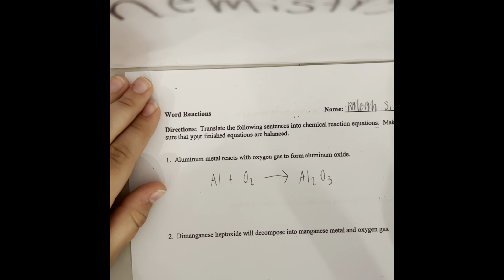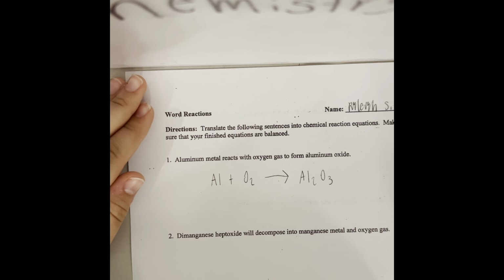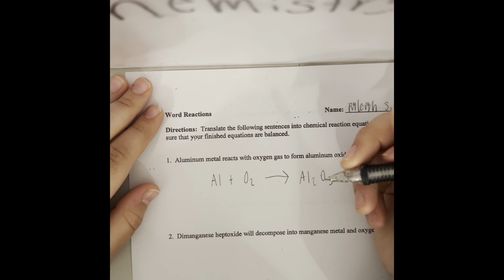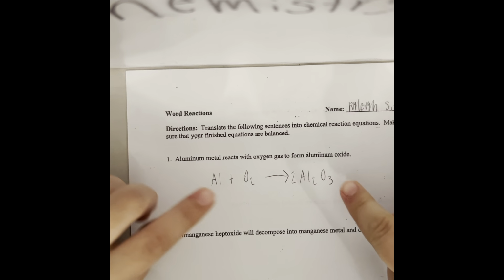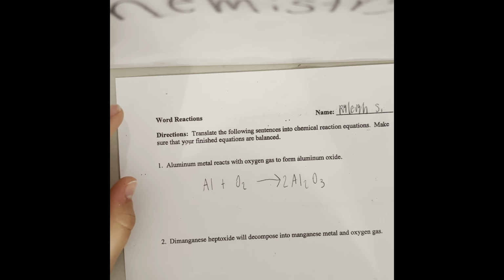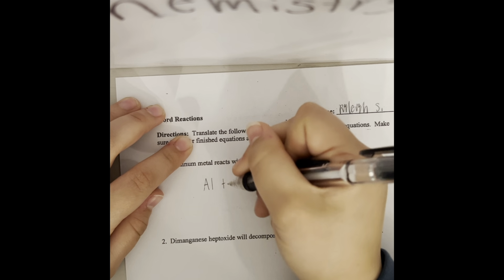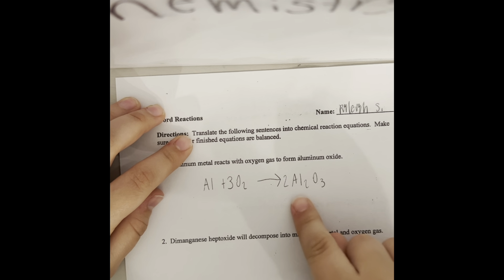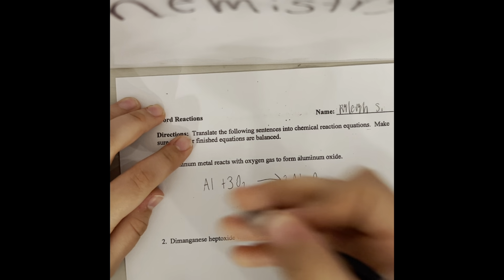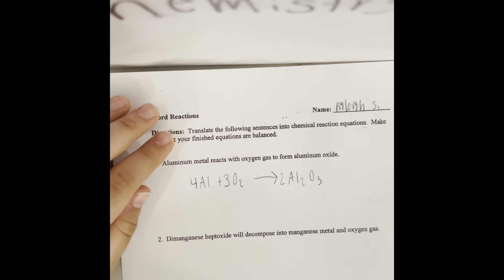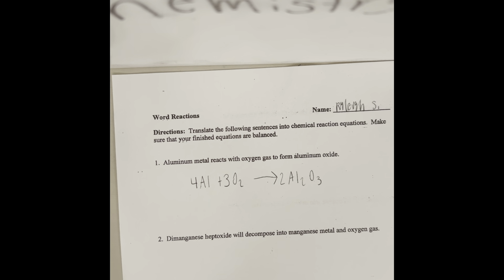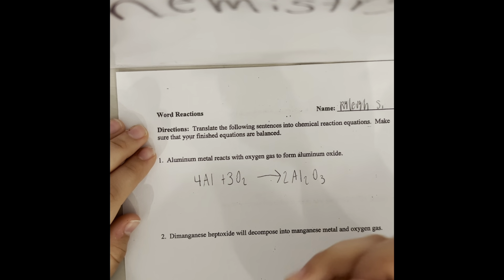So you get that. And then we have to balance, because you can't just leave it like this, because clearly this is not balanced. Okay, so first I need to put a 2 here, because when you see a 3 and a 2, often it's going to have to be 6 to be equal. So if I do that, put a 3 here. Now our oxygens are balanced, but unfortunately we have 4 aluminum, so let's just put a 4 in front of here. And there you go, that's a balanced equation for aluminum metal reacting with oxygen gas to form aluminum oxide.